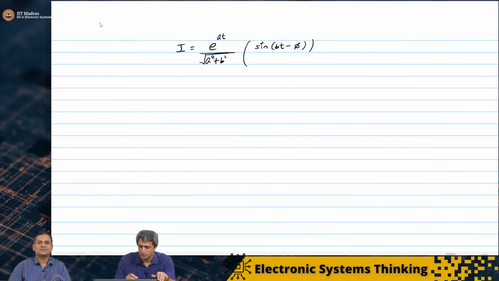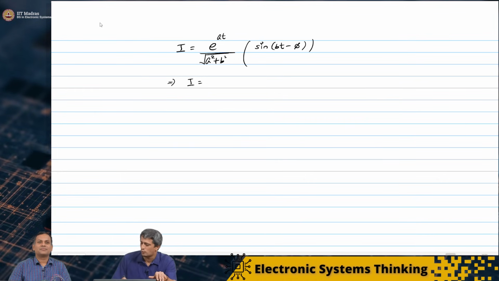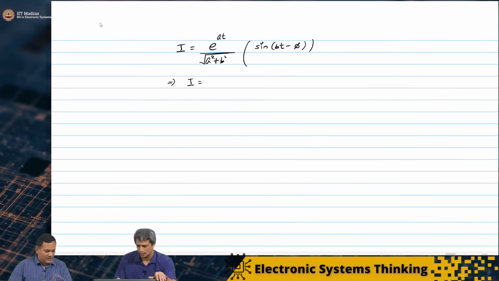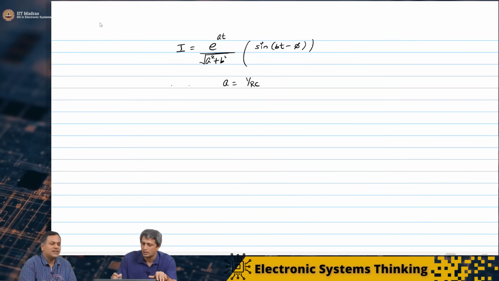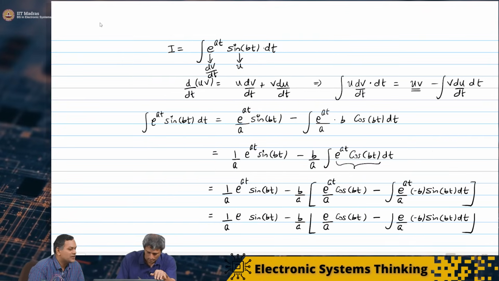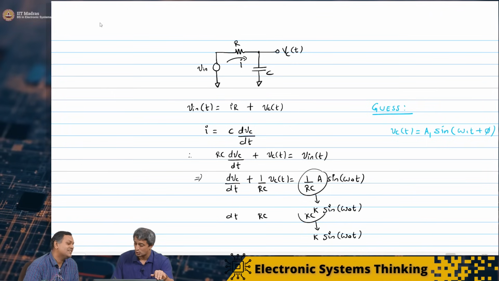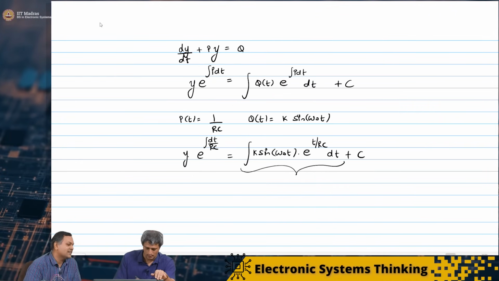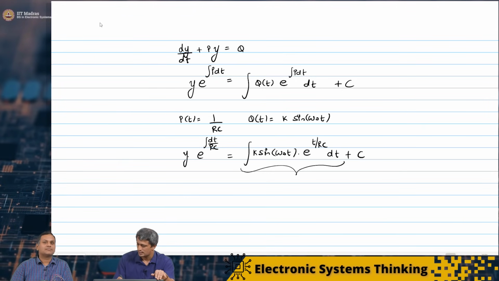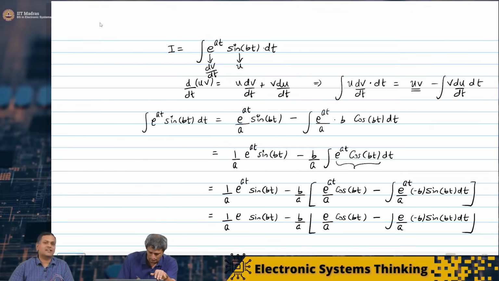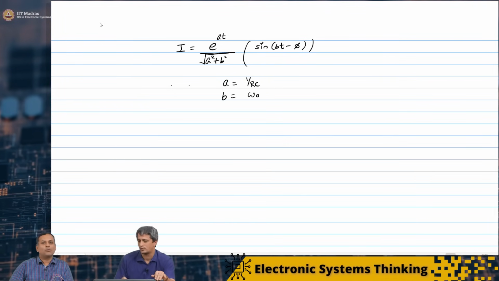So effectively our integral I is of this form, and what was a? It was 1 by RC. Let's write down those values. Was it 1 by RC or A by RC, because the input amplitude was capital A? The capital A is the constant K, which is outside everything. We basically got it to this form, e power t by RC sine omega naught t. So therefore, a is 1 by RC, b is omega naught.